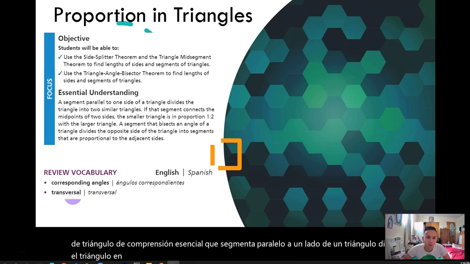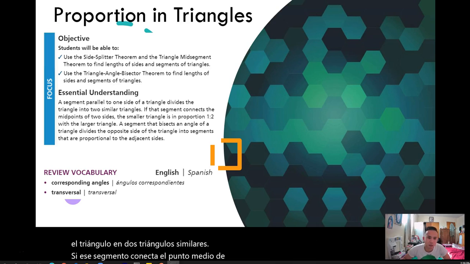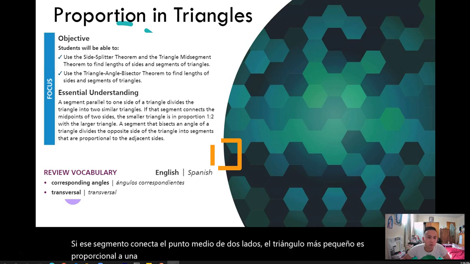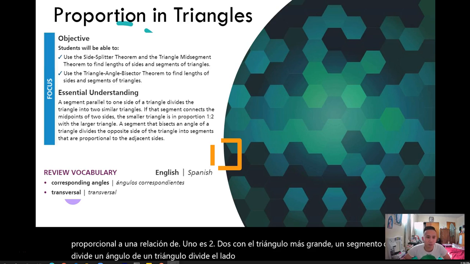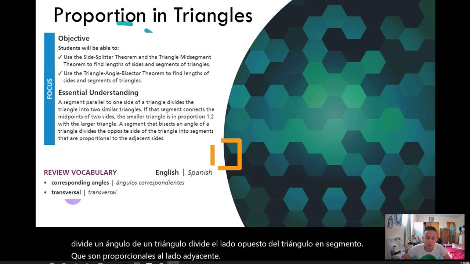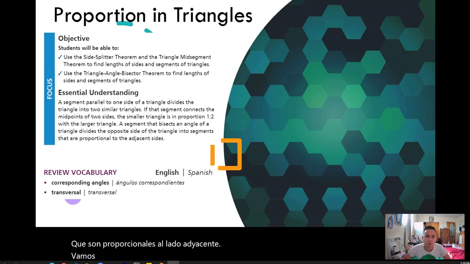If that segment connects the midpoints of two sides, the smaller triangle is in proportion with a ratio of 1:2 with the larger triangle. A segment that bisects an angle of a triangle divides the opposite side of the triangle into segments that are proportional to the adjacent sides. We're going to review also these two vocabularies that we already discussed before. First is corresponding angles, and second is transversal.